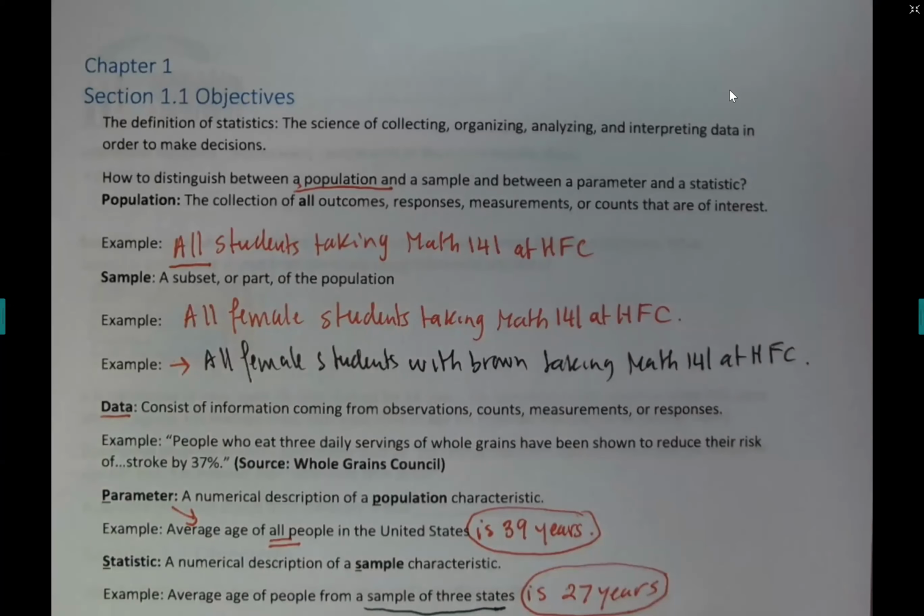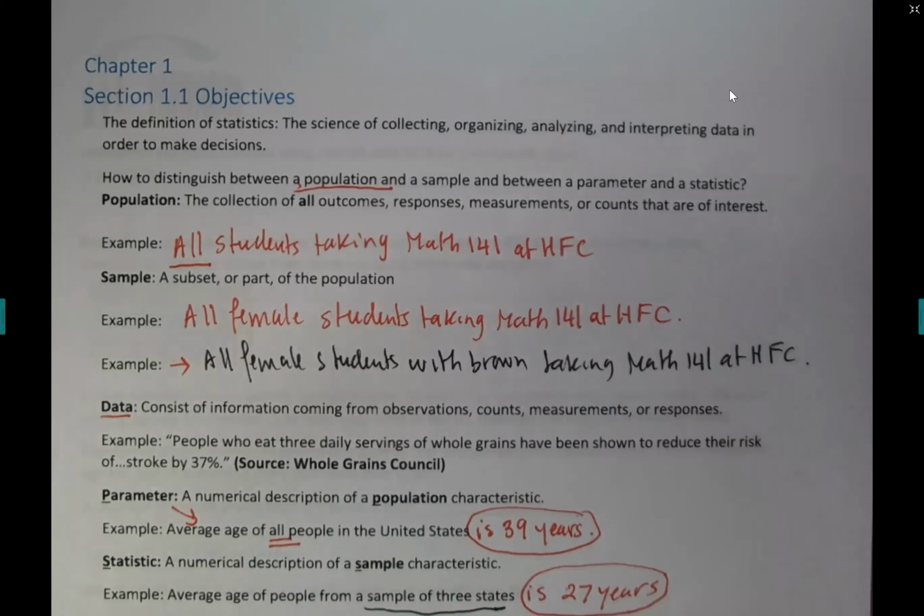So what we did yesterday, we defined what a population and what a sample is, and we said the population is a collection of all outcomes. And we gave an example, all students taking Math 141 at Henry Ford College. And the key word, guys, here just to recognize whether a statement represents a population or a sample is "all." So when it refers to everybody, it is a population.